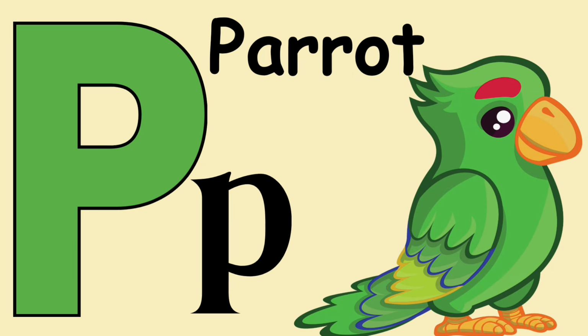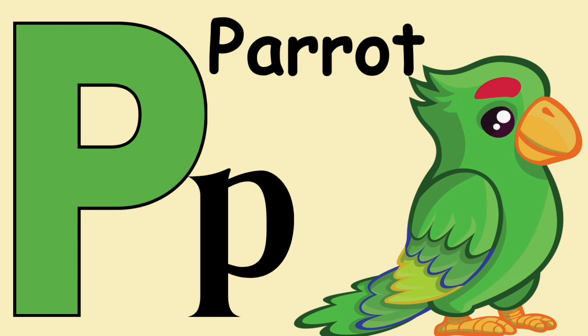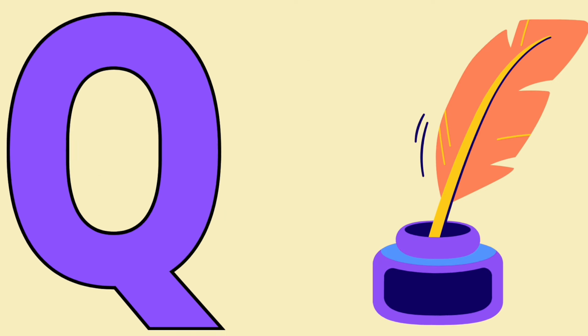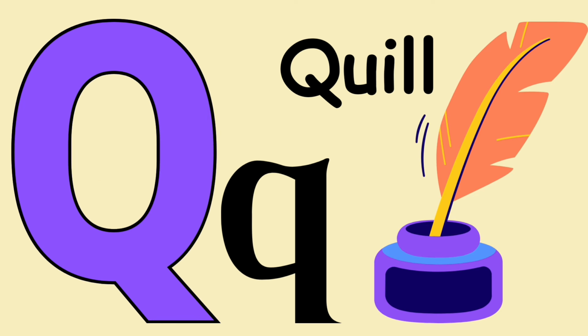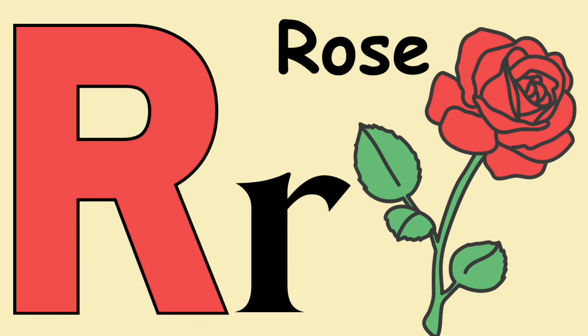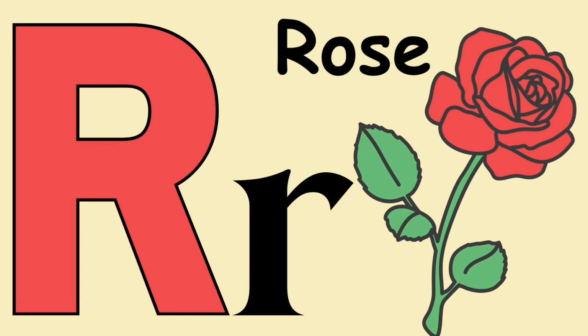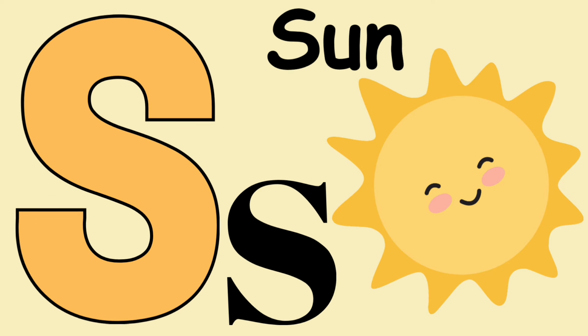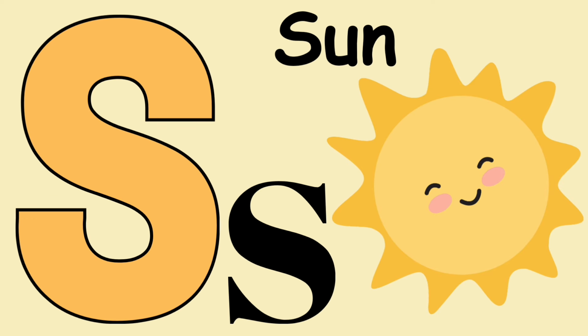P for parrot. P A R R O T, parrot. Q for quill. Q U I L L, quill. R for rose. R O S E, rose. S for sun. S U N, sun.